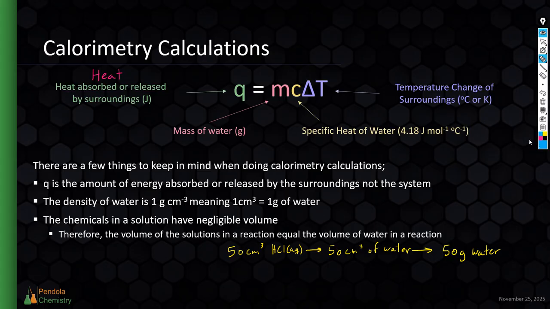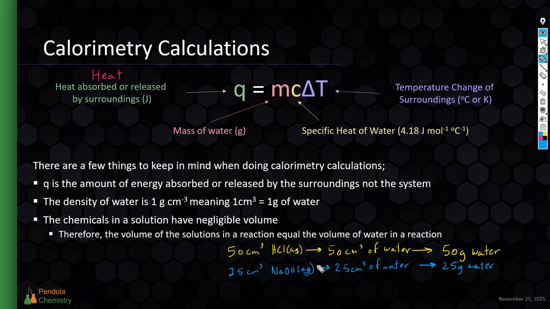If we have 25 cubic centimeters of sodium hydroxide solution, again, that's aqueous. Again, because the sodium hydroxide itself takes up very little volume, 25 cubic centimeters of aqueous sodium hydroxide, because aqueous means that it's in water, means that we essentially have 25 cubic centimeters of water. And therefore, 25 grams of water.